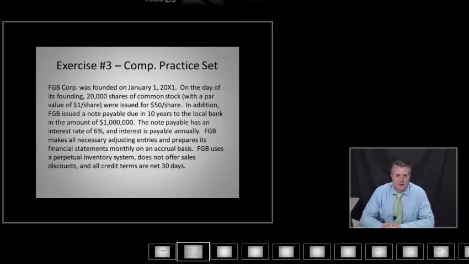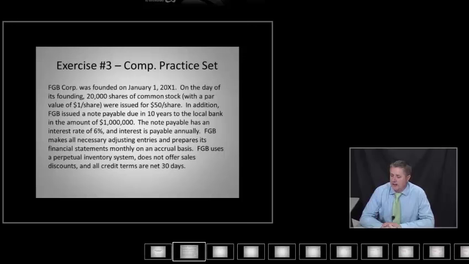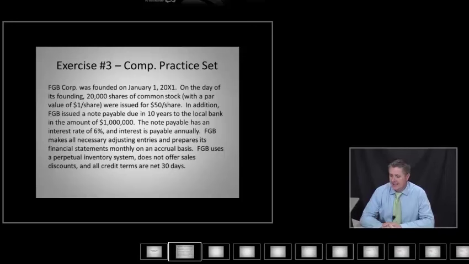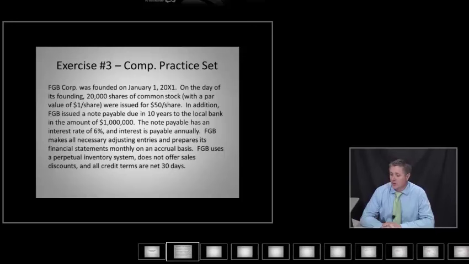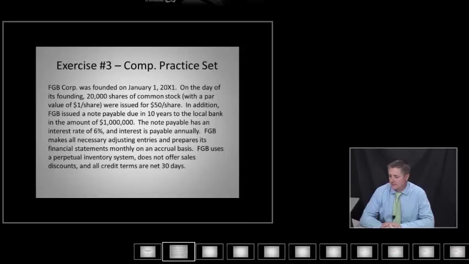If we take a look at exercise 3, the setup of the problem says FGB Corp was founded on January 1st, 20X1. On the day of its founding, 20,000 shares of common stock with a par value of $1 per share were issued at $50 per share. In addition, FGB issued a note payable due in 10 years to the local bank in the amount of $1 million. The note payable has an interest rate of 6%, and interest is payable annually.